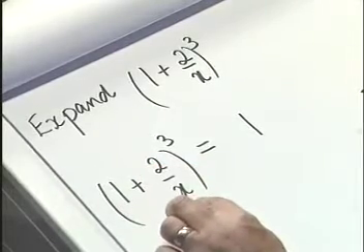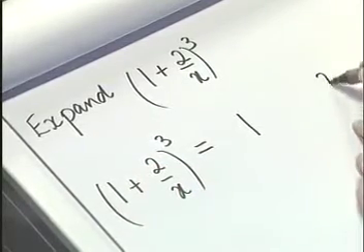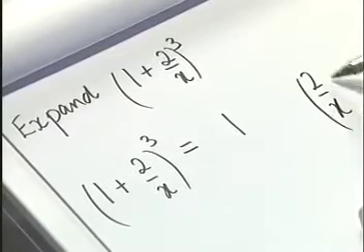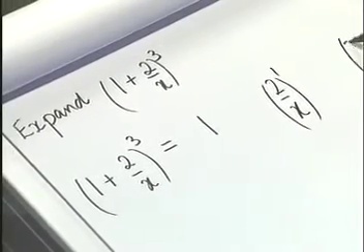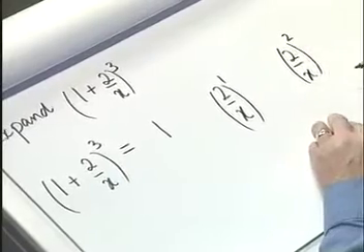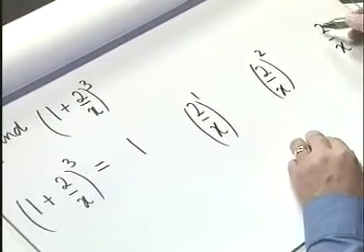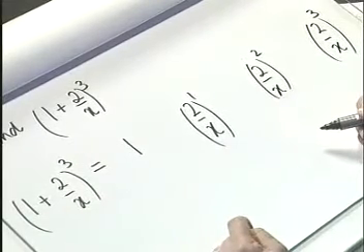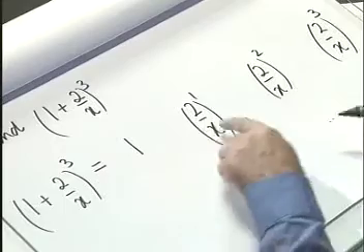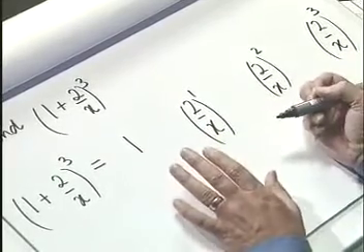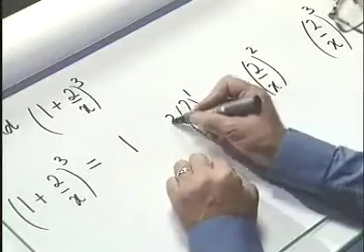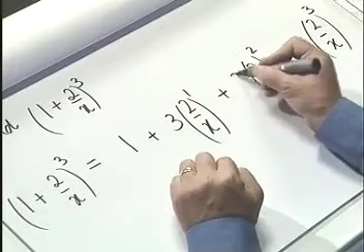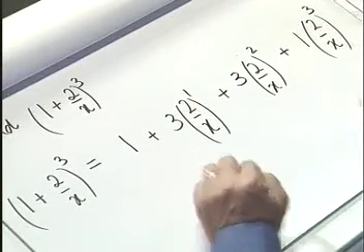We'll have 2 over x raised, first of all, to the power 1, 2 over x to the power 2, and 2 over x to the power 3, and we stop there when we reach the highest power, which corresponds to the power in the original problem. We need the coefficients of each of these terms from Pascal's triangle, and the row in the triangle beginning 1, 3. Those numbers are 1, 3, 3, 1. So there's 1 of these, 3 of those, 3 of those, and 1 of those.